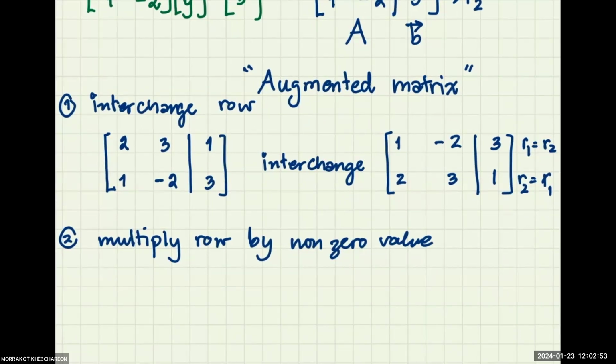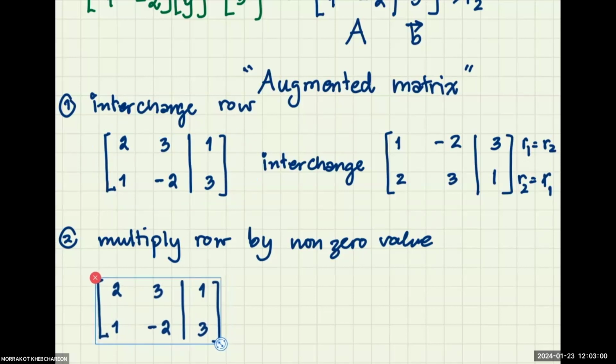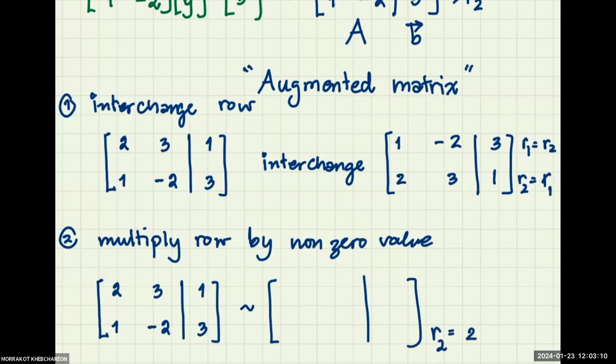Okay. If I have this matrix, I want to get the second row multiply, okay? R2. It means that the first row I'm not gonna do anything. And the second row, I want to multiply that by 2. I multiply by 2, I get minus 4, and we get 6.